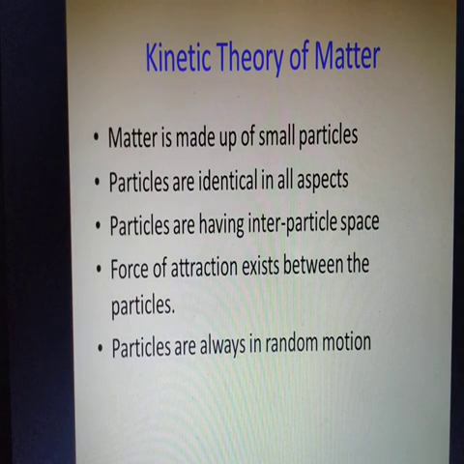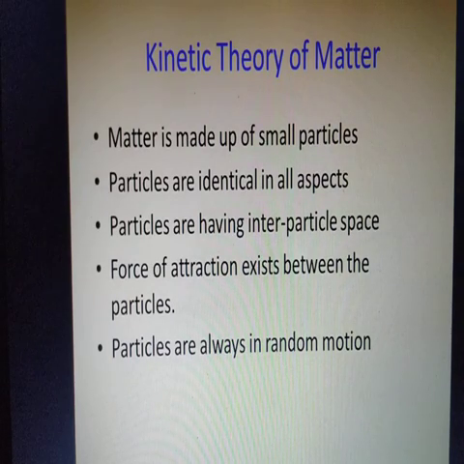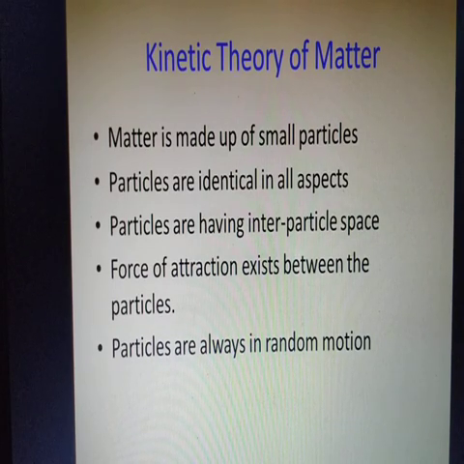Particles have interparticle space. As I said, two particles will have certain space between each other. That's called the interparticle space. The force of attraction, which I discussed earlier, exists between each and every particle. And particles are always in random motion. The word kinetic in kinetic theory comes from motion. All the particles are in random motion.